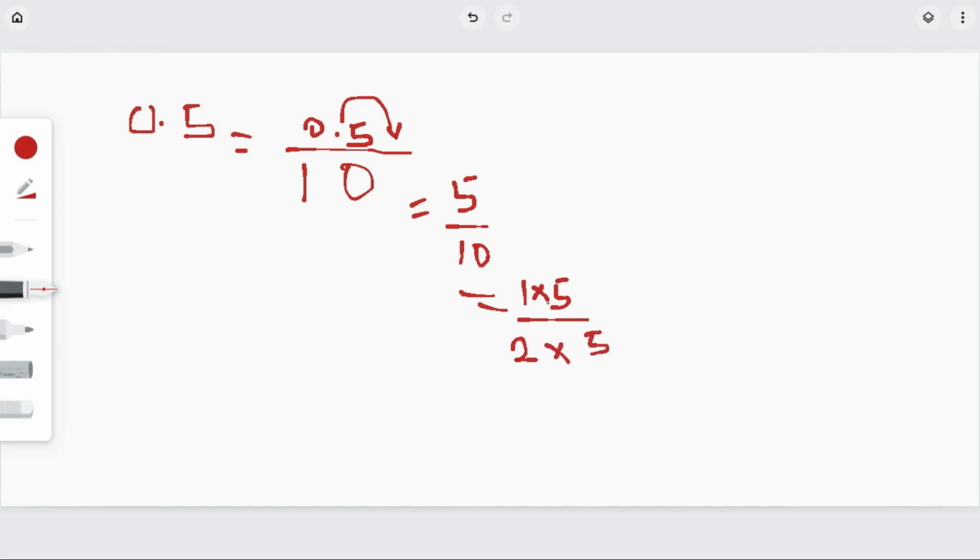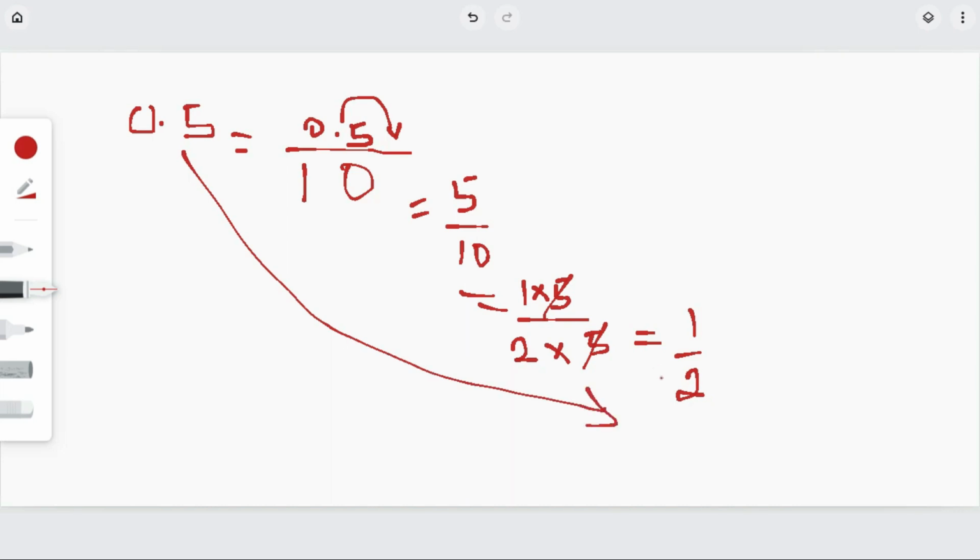So now we see the common factor. The common factor is a common number here. That means 5 is common. So the answer will now be 1/2. So if you are asked to change 0.5 to a fraction, that's 1/2.